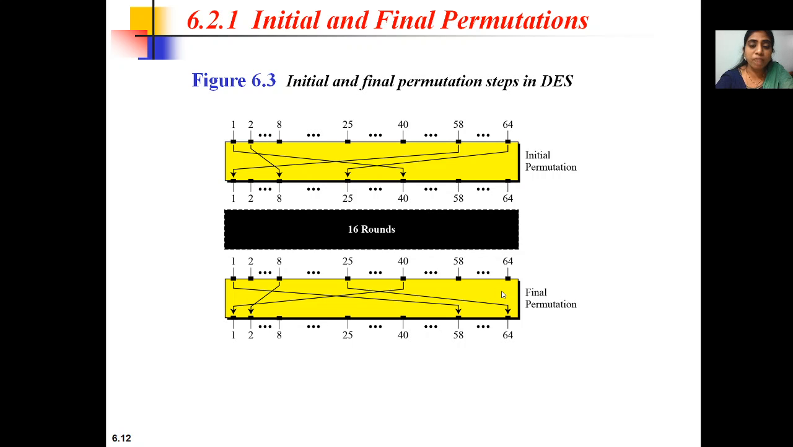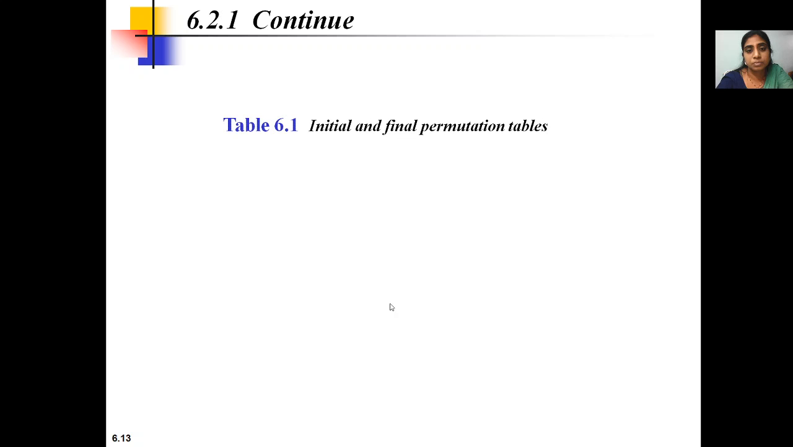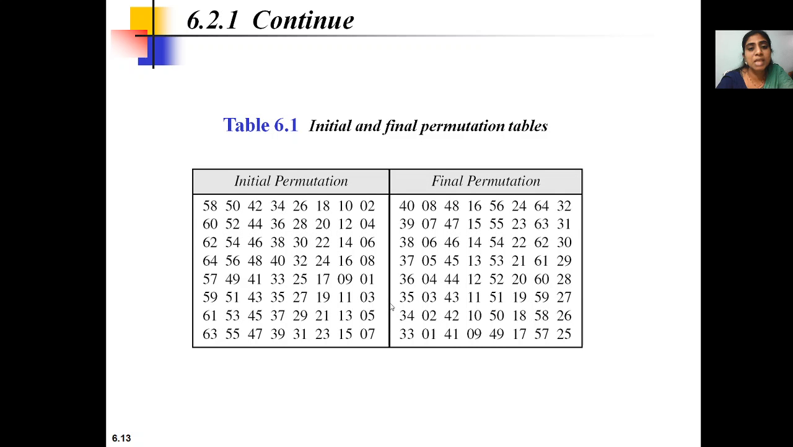We are going to have the final permutation also. Here also we transpose the values. So my first bit becomes the 58th bit over here, and my 40th bit in the plain text becomes the first bit. Like that we are going to replace. So these are the initial and final permutation tables.